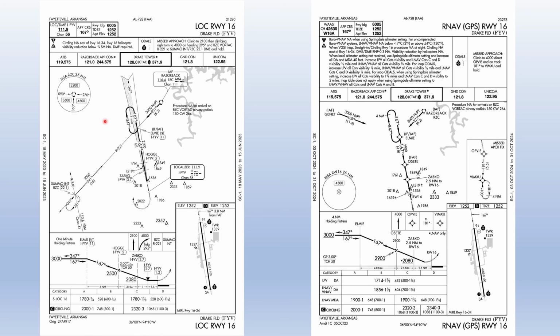What is the tallest obstacle on this plan view? Why is the localizer box highlighted or bolded? Tell me everything you can about the localizer based on the information you see in this box.